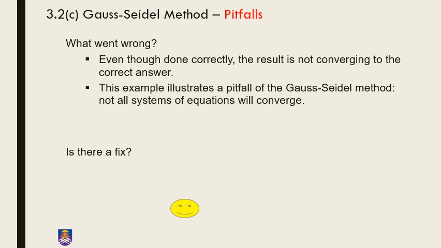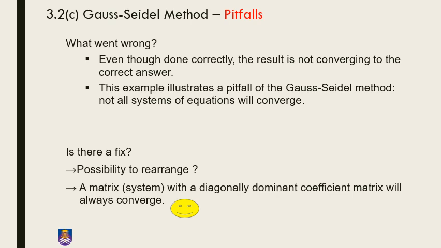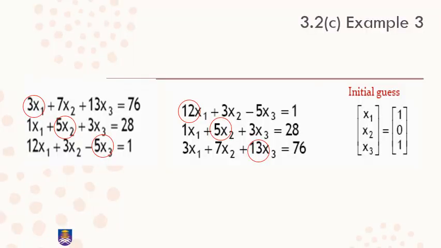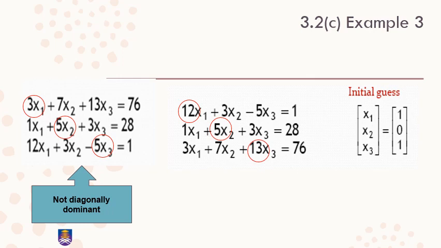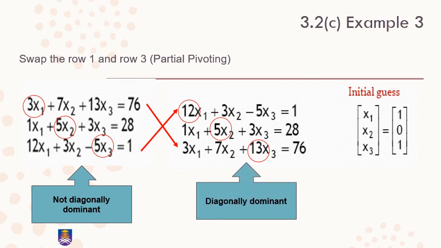Can we fix that? A system with a diagonally dominant coefficient matrix will always converge. So, now let us check whether the matrix is diagonally dominant. In fact, it is not. So, what we can do now is apply partial pivoting to swap row 1 with row 3. Yes, now the system is diagonally dominant.